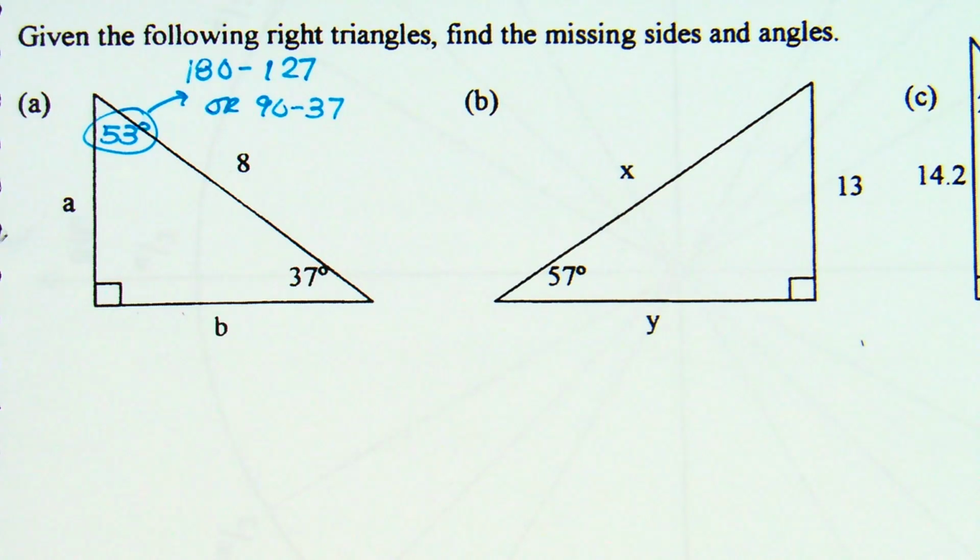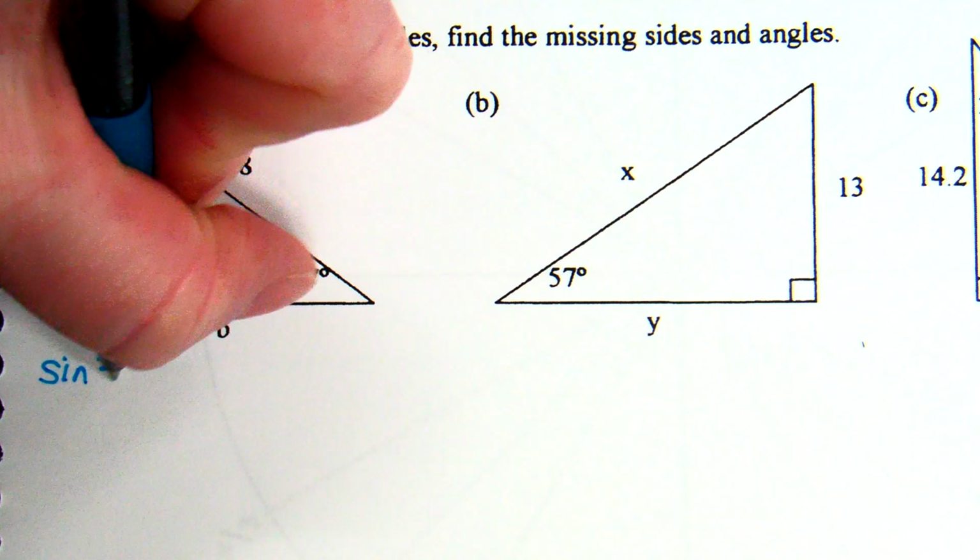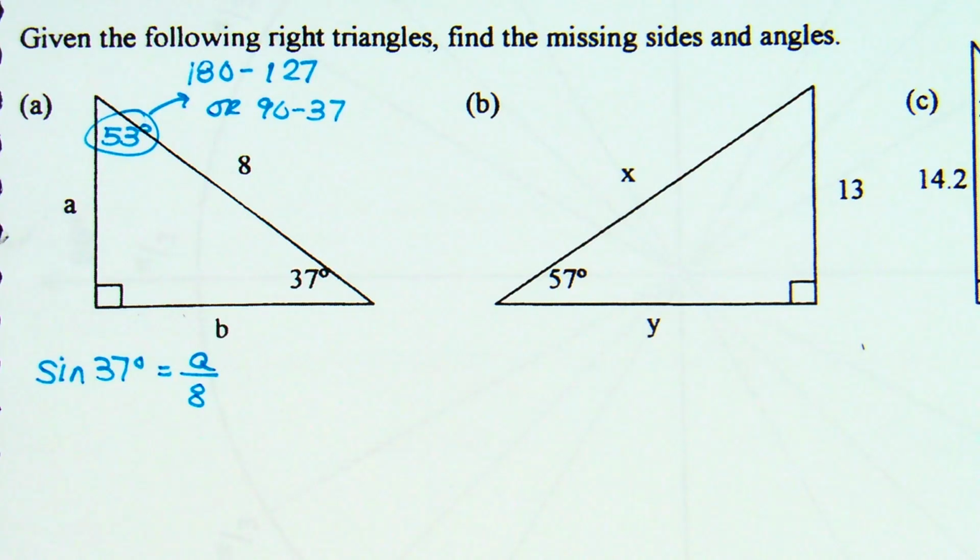The sine of 37 degrees is equal to A over 8, because sine is equal to opposite over hypotenuse. Says SOHCAHTOA, right? This is an equation, guys. How do you solve this equation?